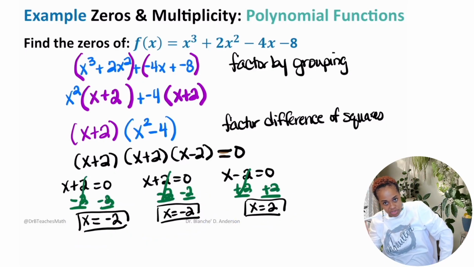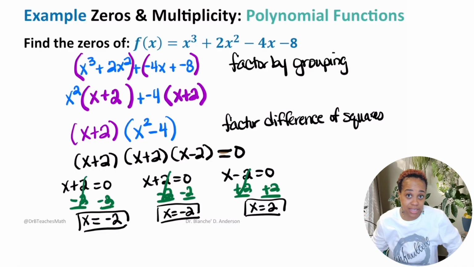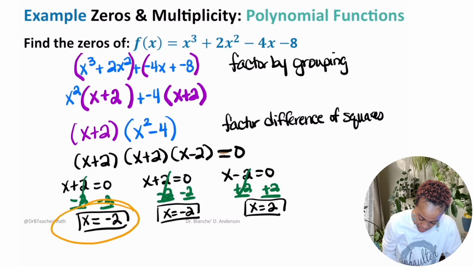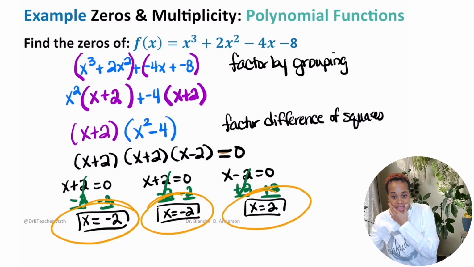But you still have 3 zeros. And that's the cool thing about the degree, because it should give you a hint as to how many zeros that you have. So these are my zeros. That one, and that one. So I have 3 zeros. Now, the -2 did appear twice, right?